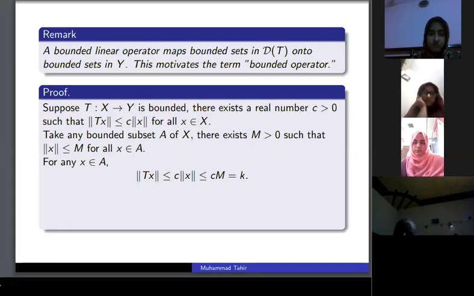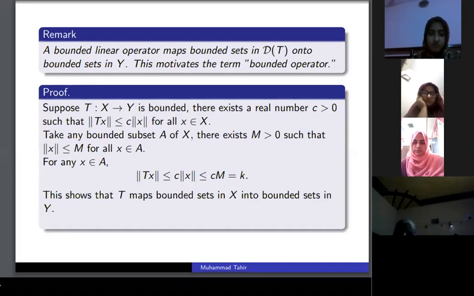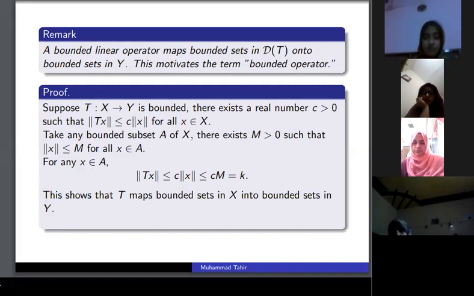C and M are both non-negative real numbers, so their product is again a non-negative real number, call it K. Then norm Tx is less than or equal to K, which shows that the set of Tx is also bounded. This shows that the range set is also bounded. This shows that T maps bounded sets in X into bounded sets in Y. So this is the main characteristic of a bounded linear operator, that it maps a bounded set onto a bounded set. Or you can say that the image of a bounded set is again bounded.